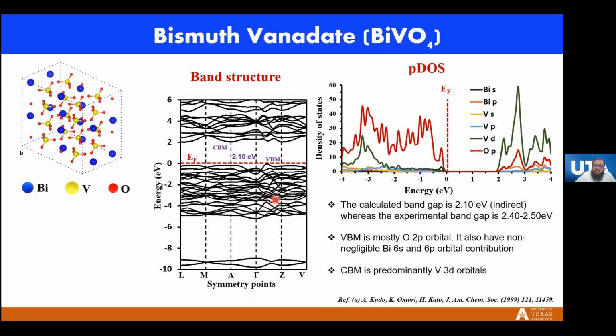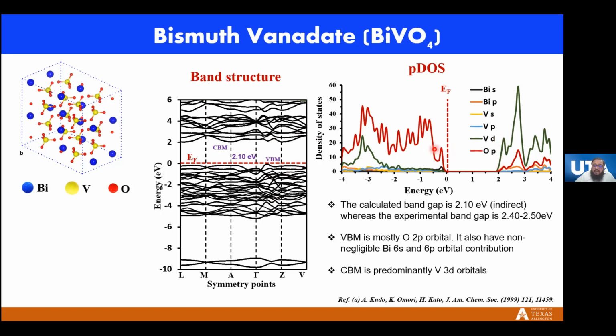Now, this is a band structure. After relaxation, we calculated the band structure for bismuth vanadate. The feature that I would like to point out in this density of states plot is that the valence band maxima, as you can see here, are mostly composed of oxygen p orbitals, and the conduction band minima are mostly composed of vanadium d orbitals.